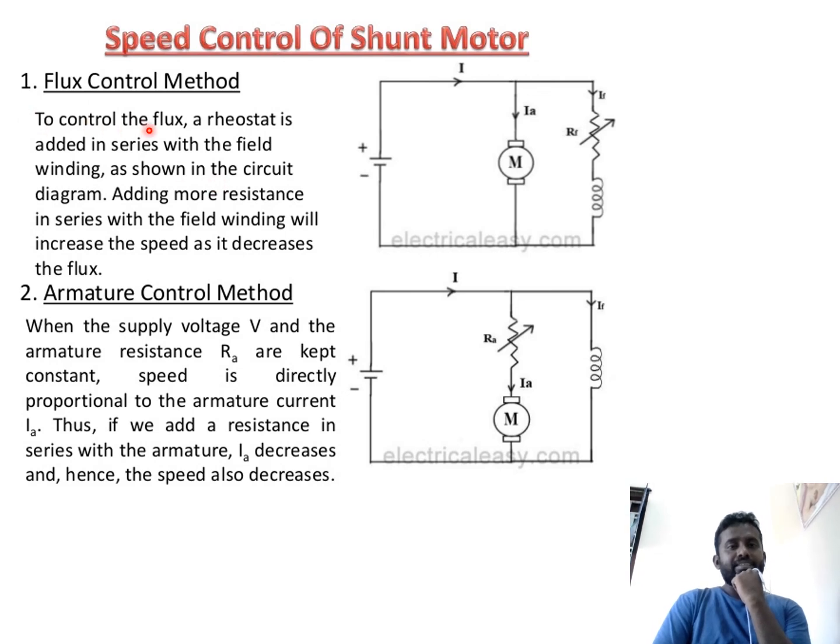To control the flux, a rheostat is added in series with the field winding as shown in the circuit diagram. Adding more resistance in series with the field winding will increase the speed as it decreases the flux. In armature control, when the supply voltage and the armature resistance are kept constant, speed is directly proportional to the armature current. Thus, if we add a resistance in series with the armature, the current decreases and hence the speed also decreases.